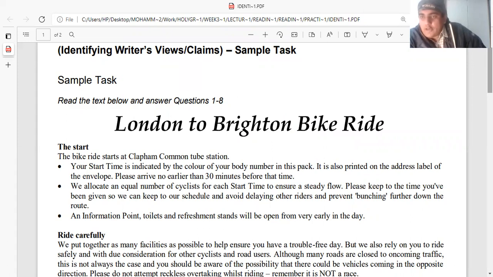So what is the main heading of this topic? London to Brighton bike ride. Basically, all the information in the passage is based on this main heading called London to Brighton bike ride. So let's read it out in detail. And if there are any words that we feel are difficult to understand, I'll make sure that I provide you an understanding of their meaning as well.